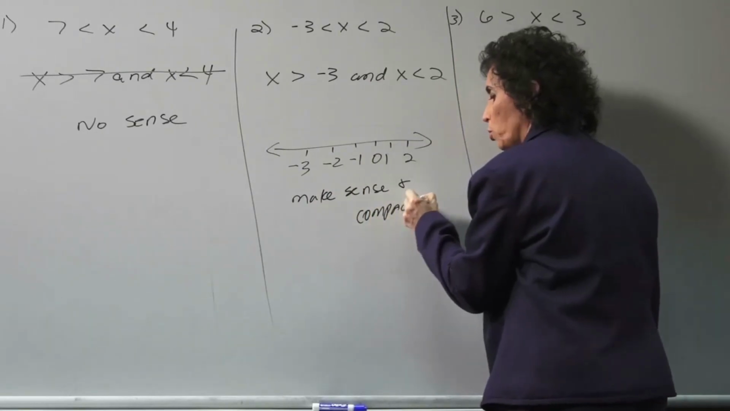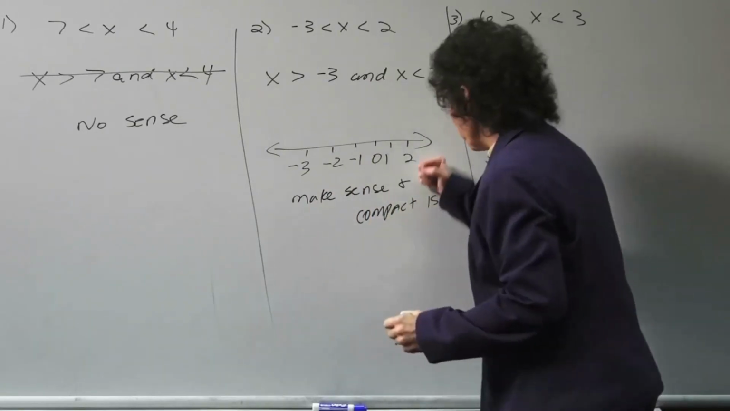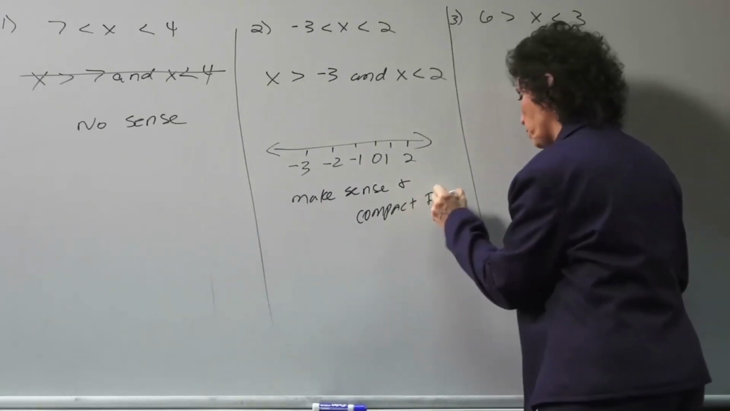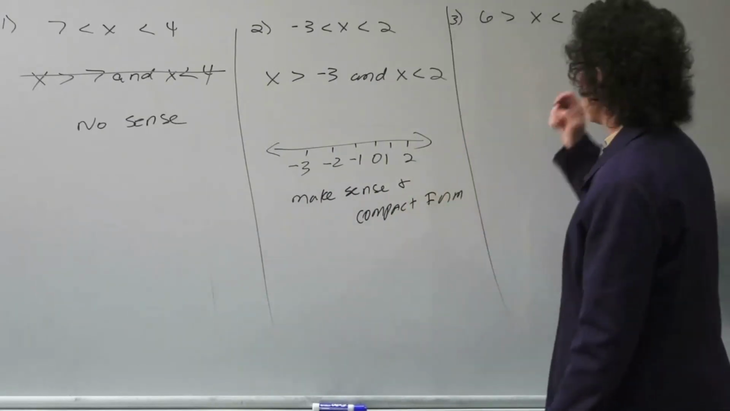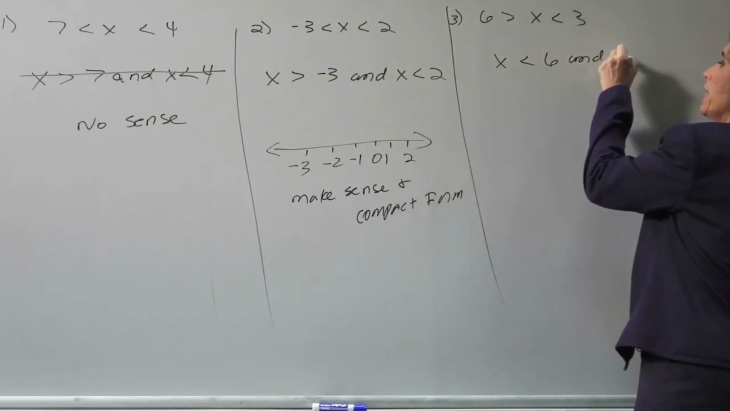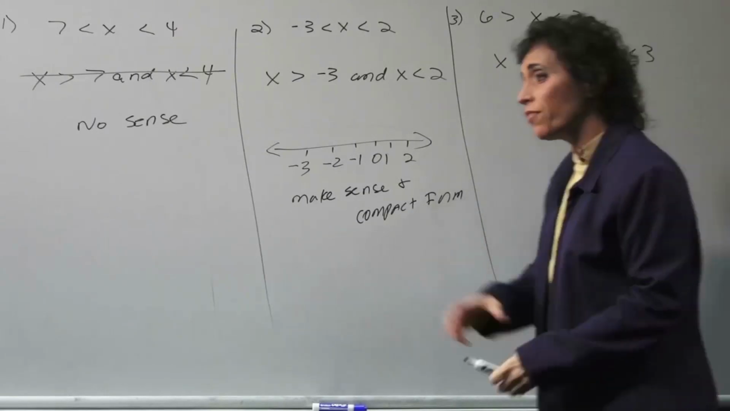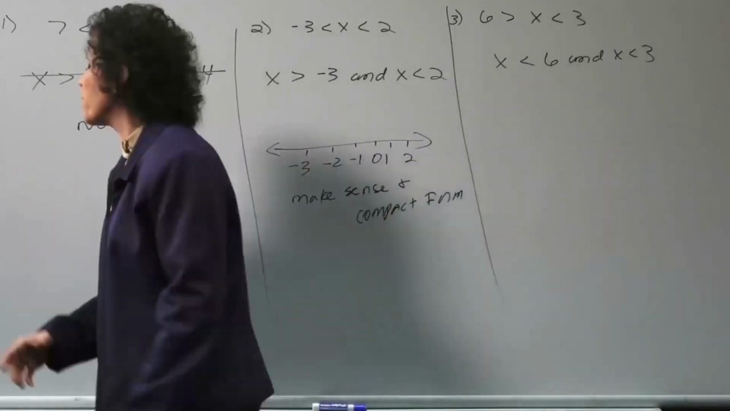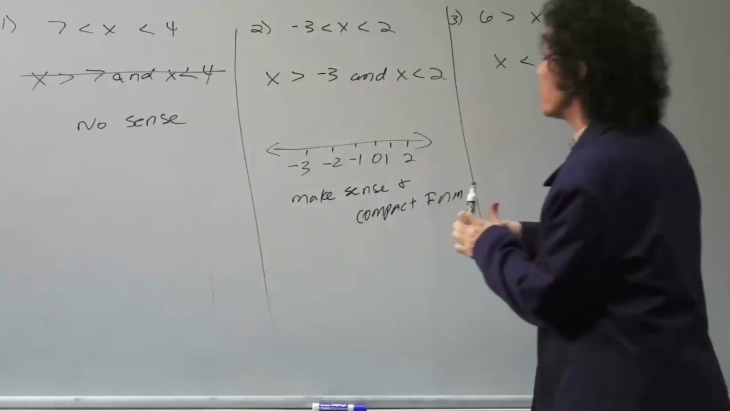So I'm going to address both of those issues. Compact form. Okay, let's take a look at this one. This says x is less than 6 and x is less than 3. Remember, if I don't see the word, it's assumed to be an and. Here's the problem with this. This does make sense.